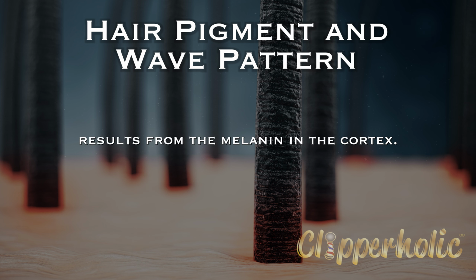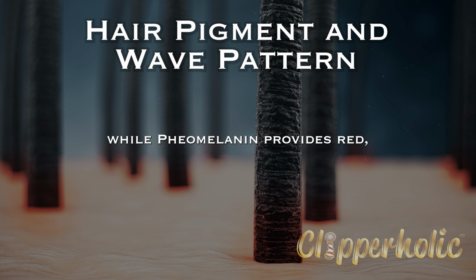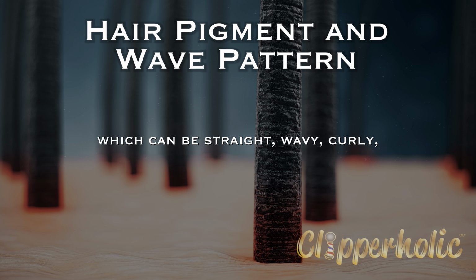Natural hair color results from the melanin in the cortex. Eumelanin provides brown and black color, while pheomelanin provides red, ginger, yellow, and blonde tones. The wave patterns refer to the shape of the hair strand, which can be straight, wavy, curly, or extremely curly.